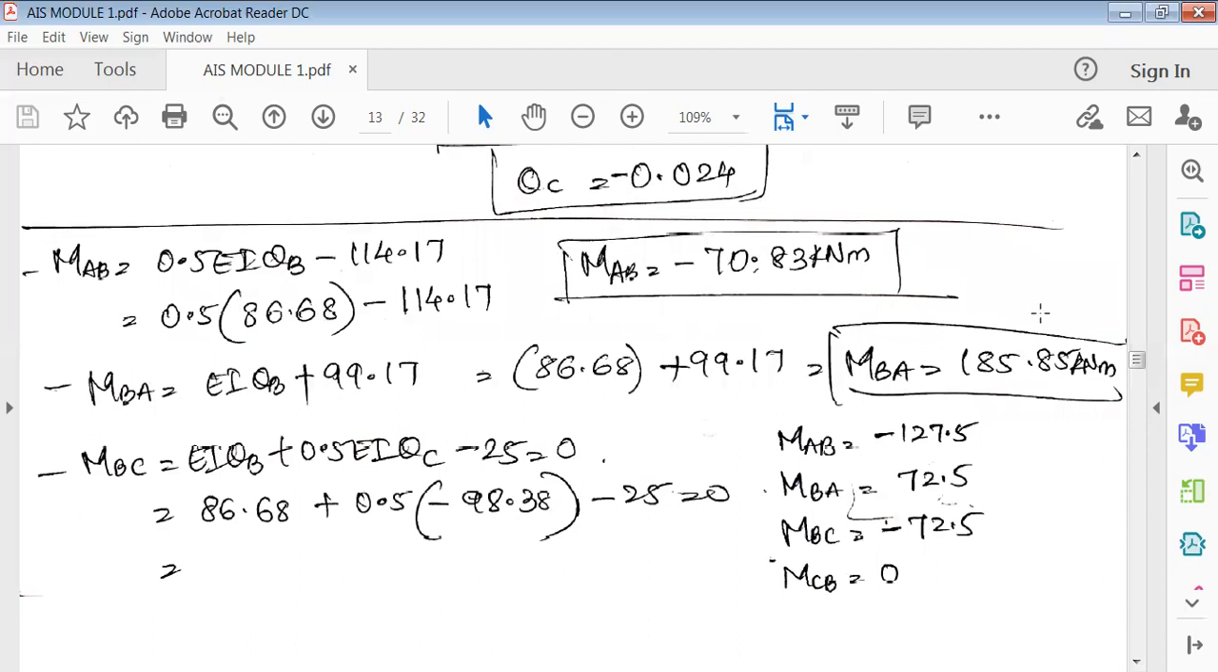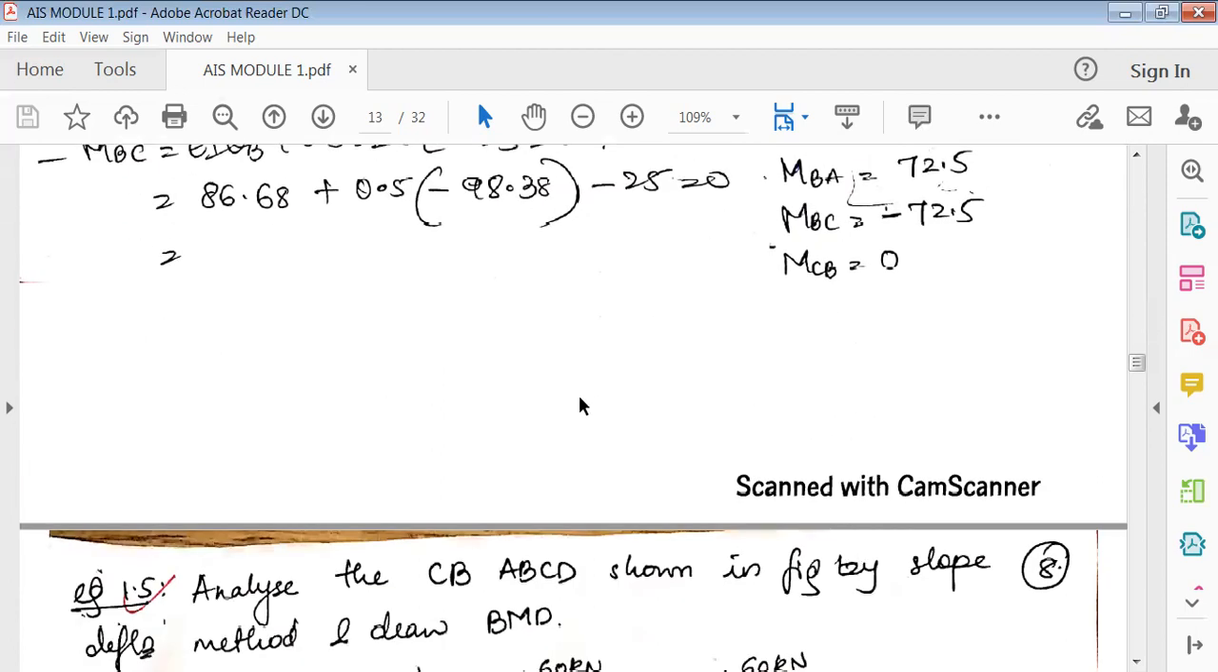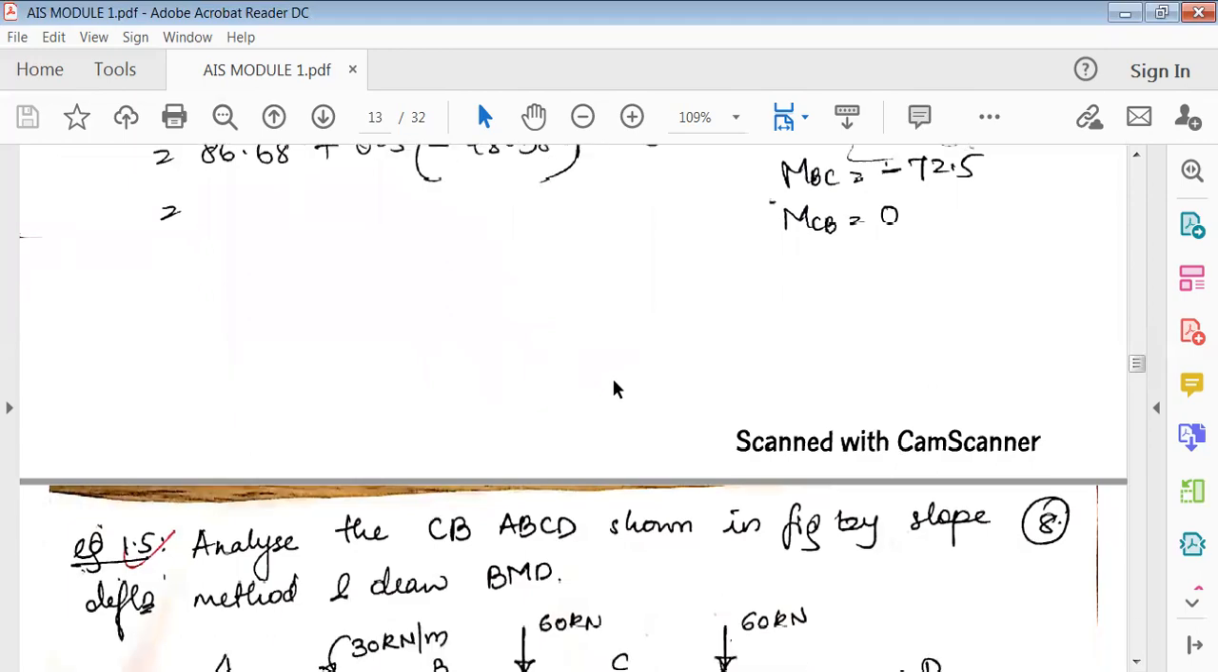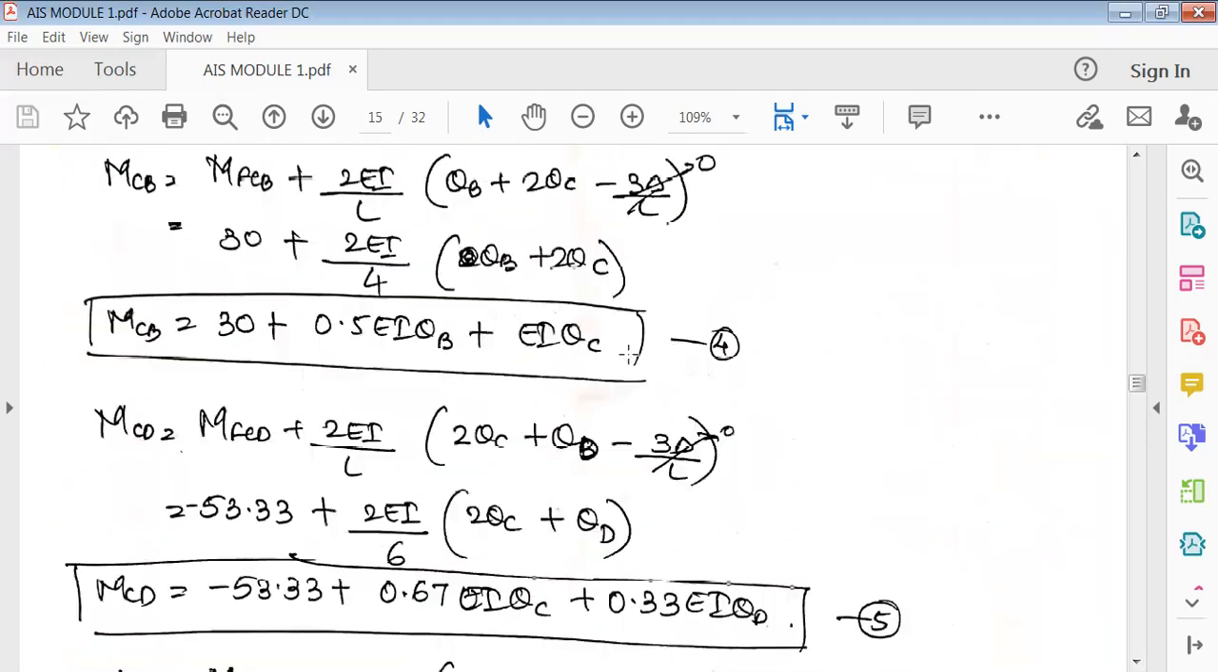So MAB, MBA, you'll get these values here. MAB is minus 127.5, MBA is 72.5, and MBC. BA and BC should be equal and opposite; only then whatever is done is right. So equal and opposite, 72.5 and minus 72.5, and MCB is 0. Now we have got all the equations followed by the moments, but our main intention is in the next page. You can just check here, it is a sinking type of problem.